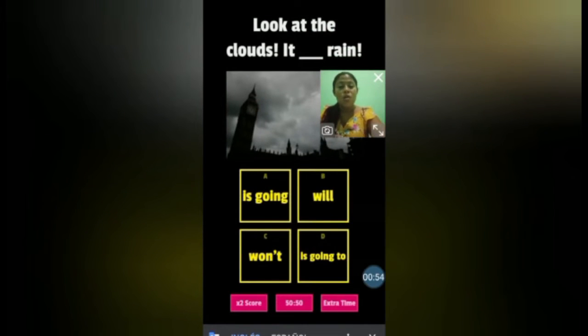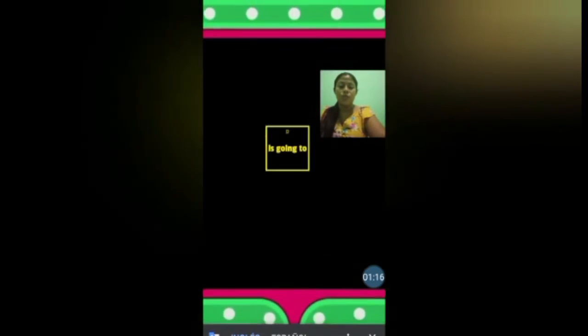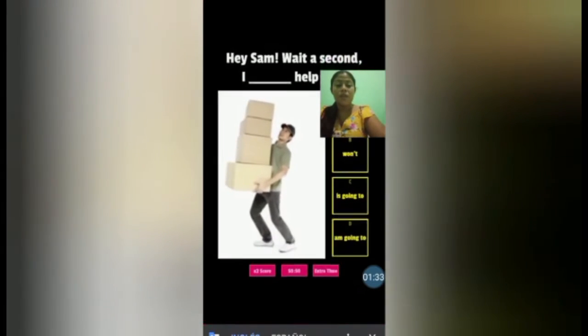For example, look at the clouds. It rain. You need to select the better option. First of all, you are going to look at the image or the picture. Is going, will, going, or is going to. I will select is going to. Yeah, perfect. It's going to, because in the image you see that the sky is dark, which is the evidence that it will rain.